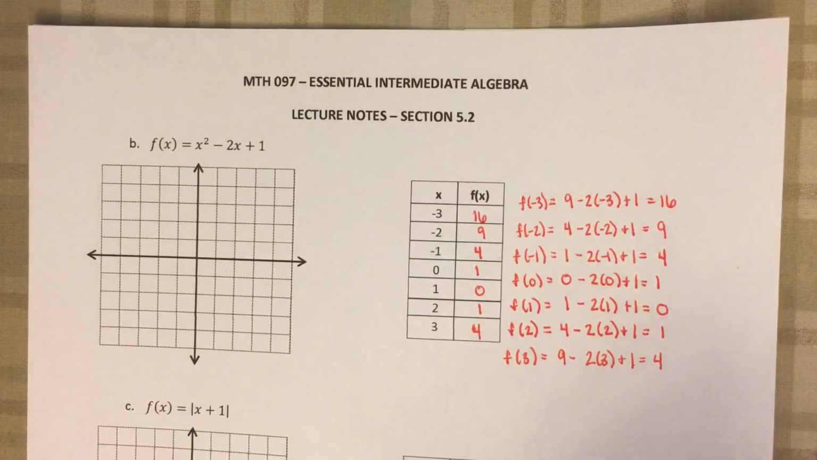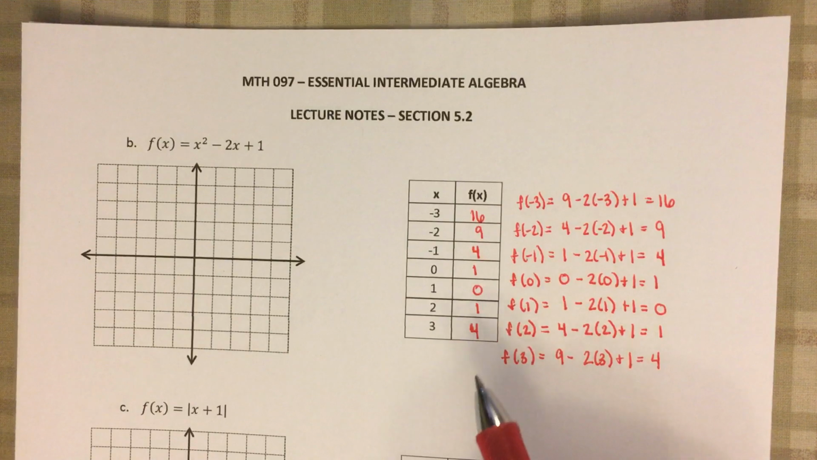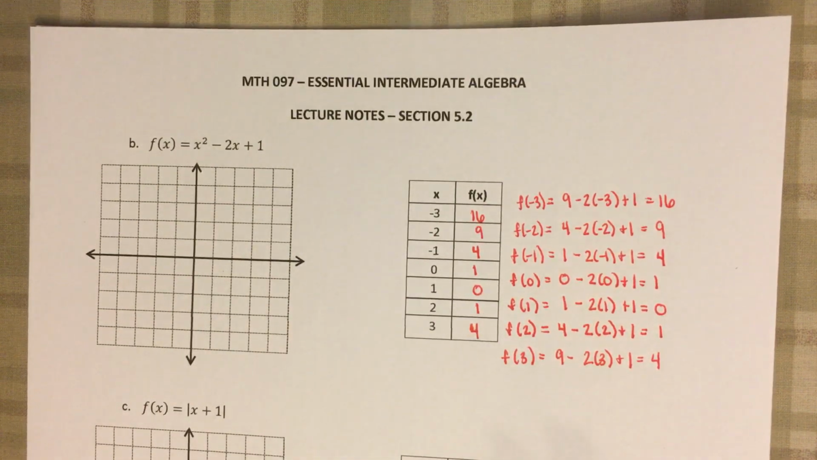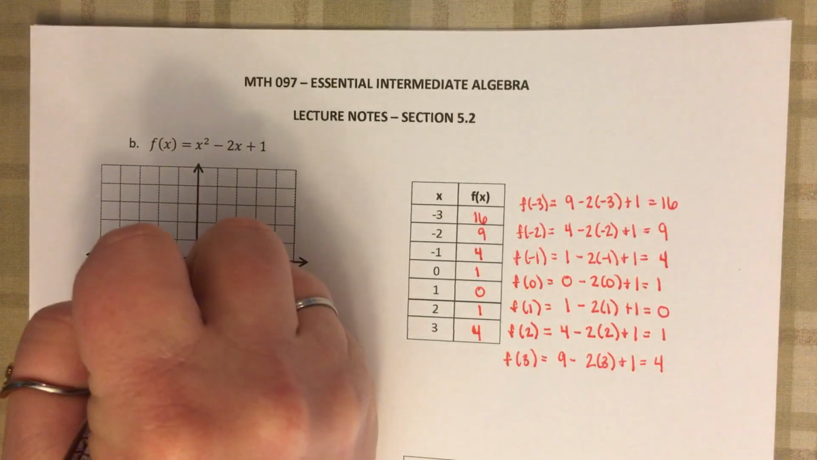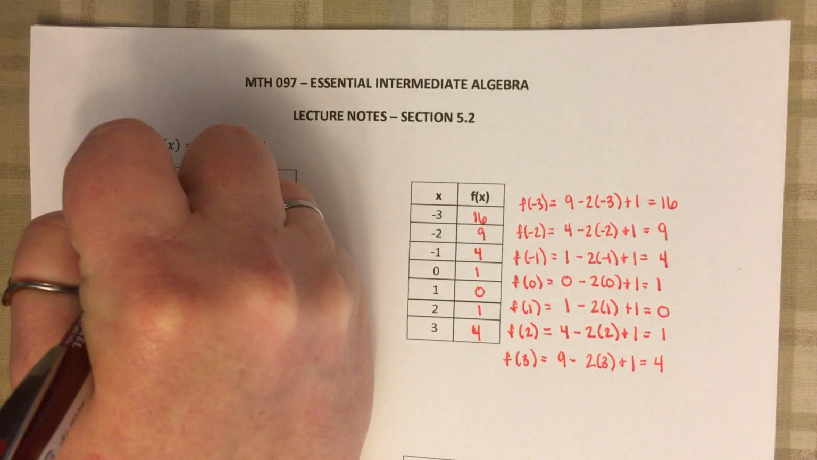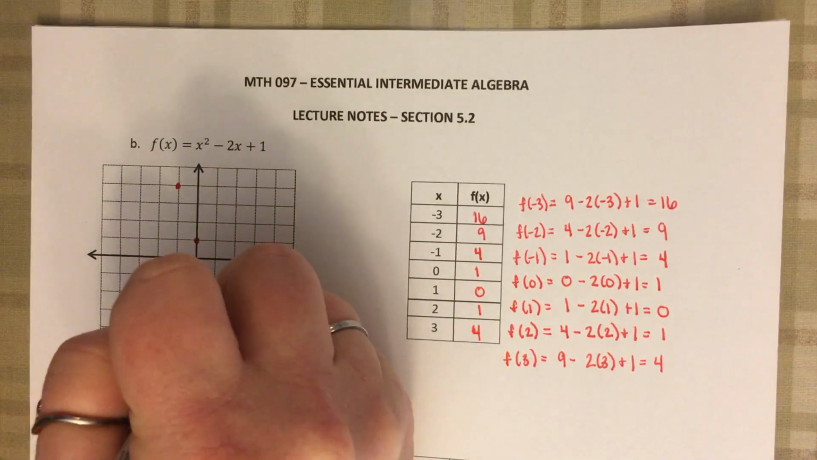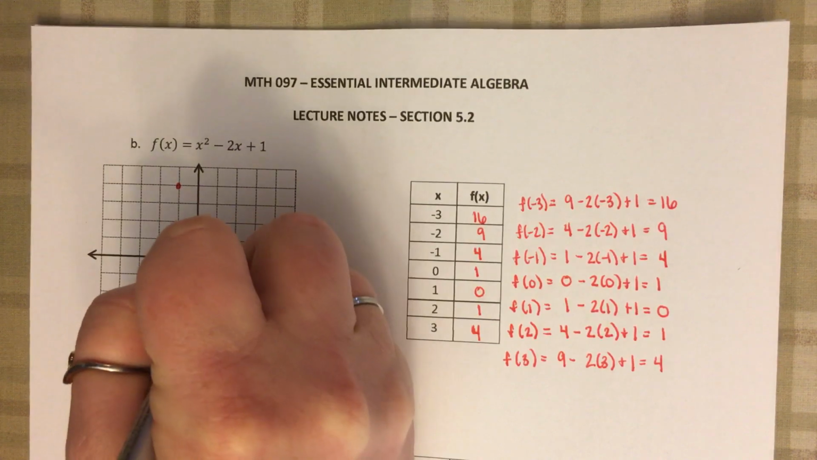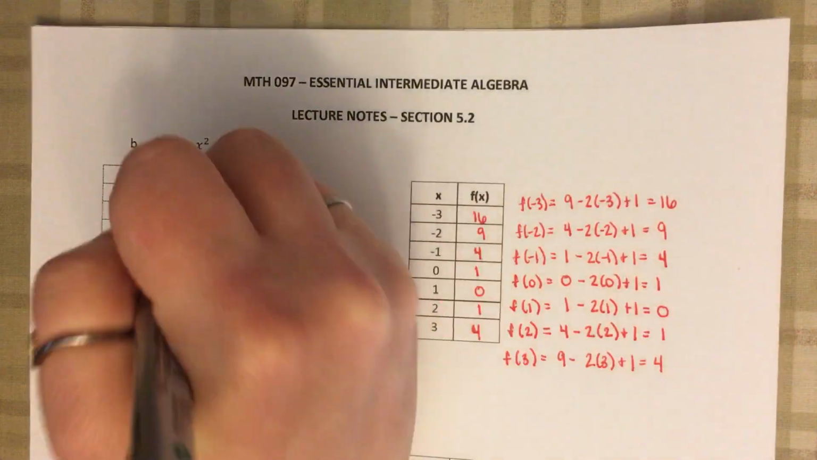Okay. Looking at this, notice that some of our ordered pairs, the first two in particular, are going to be way off of our little grid here, so we're not going to bother to put those points in here. We're just going to focus on these 5 points. So we have -1, 4. We have 0, 1. 1, 0. 2, 1. 3, 4.